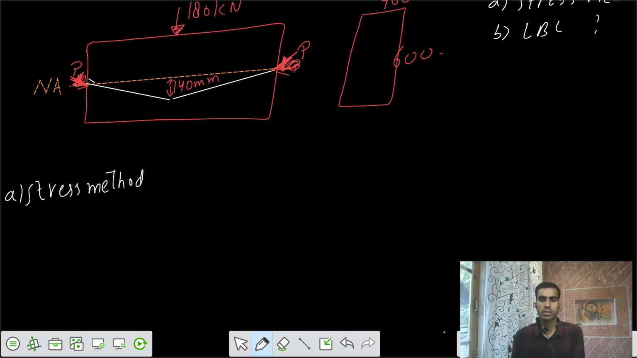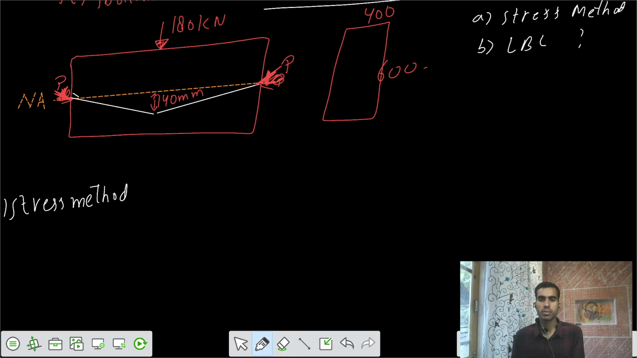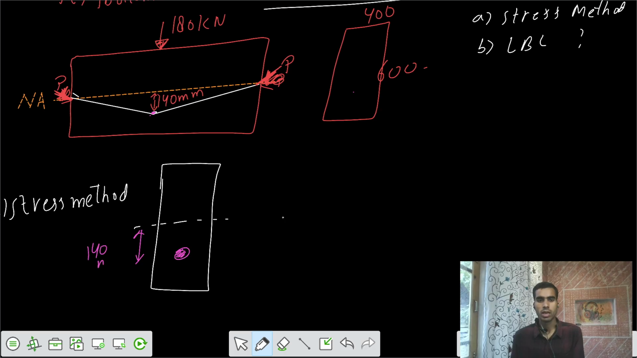So I have to take the section at the midspan. I would say this was your section at the midspan. At the midspan, can you tell me where is the location of that tendon? If this was the neutral axis, can you tell me what is the location of the tendon at the midspan? Is it somewhere here? So I have to show that this tendon is somewhere here. It is below the neutral axis at some eccentricity of e equals 140 millimeters.